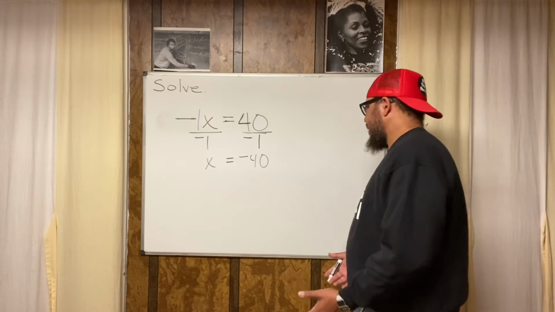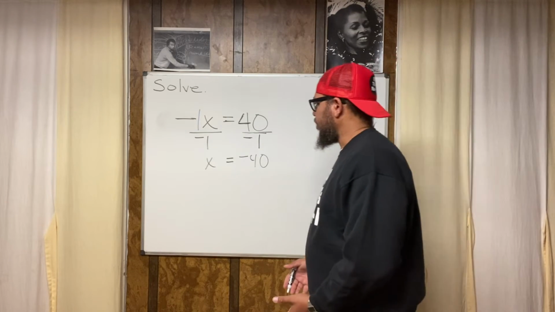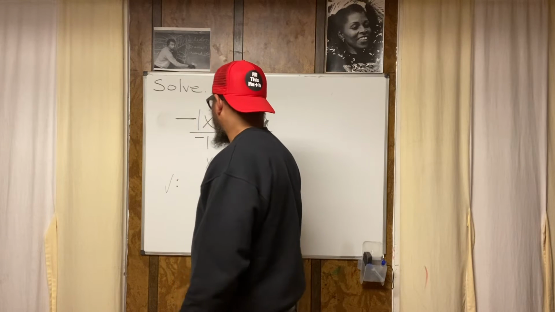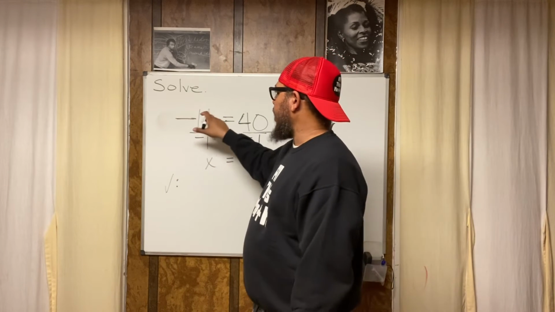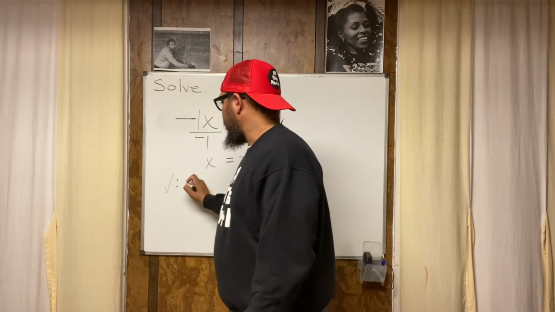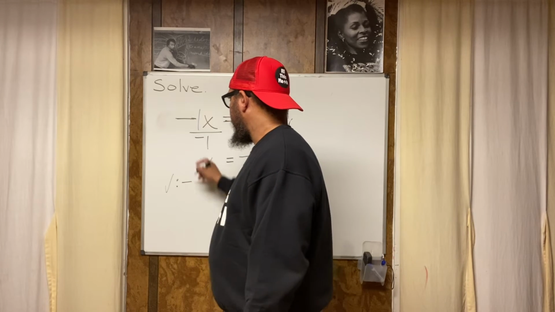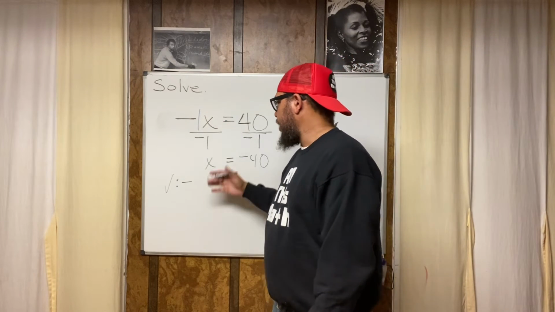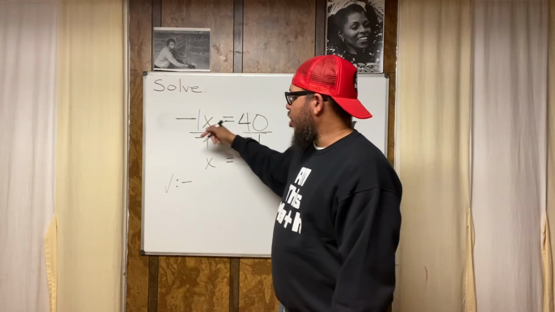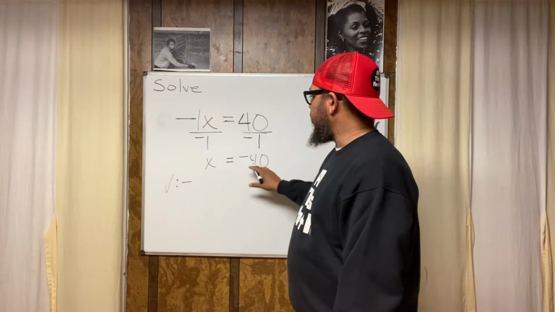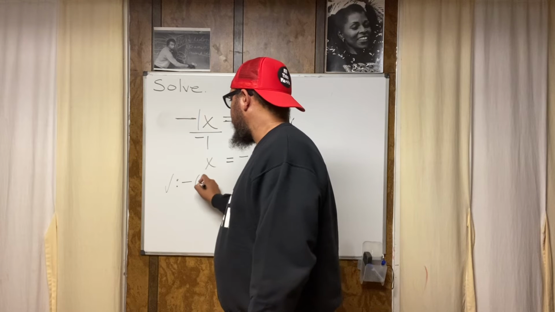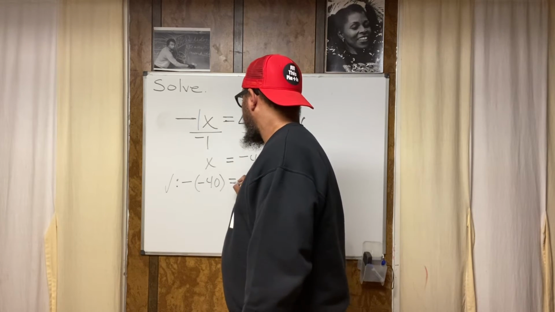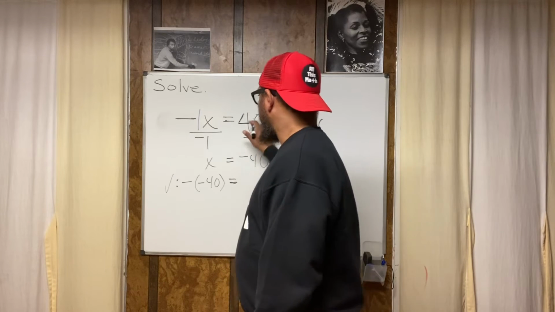Now let's check that to make sure. So I'm going to put my check mark to indicate that this is me checking it. The original problem said -x is equal to 40, right? Okay, so I'm going to write that. Negative, because there was a negative sign in front of the x. And then I'm saying x is equal to -40. So I already got a negative sign there, but then I'm going to put a -40 next to that. And I'm going to put the -40 in parentheses. And then I'm going to put the equal sign. Then I'm going to put this 40.